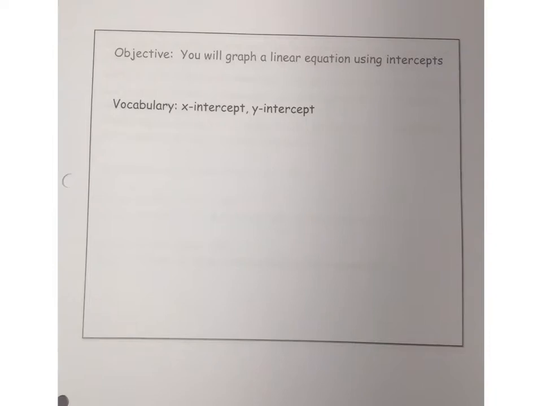Today we're working on graphing using intercepts. So we're going to be needing to use some vocabulary. The first vocabulary word is x-intercept. The second vocabulary word is y-intercept. So we're going to go over what those mean in just a second.